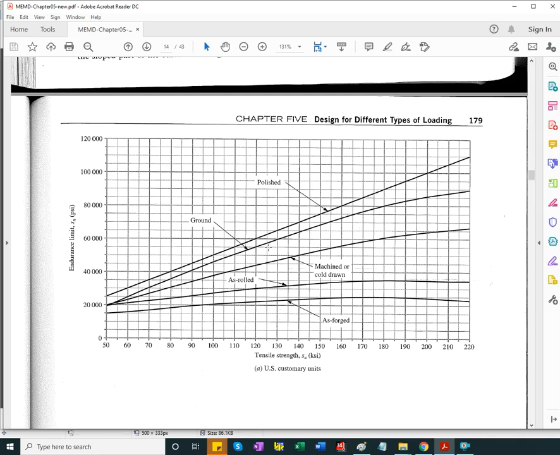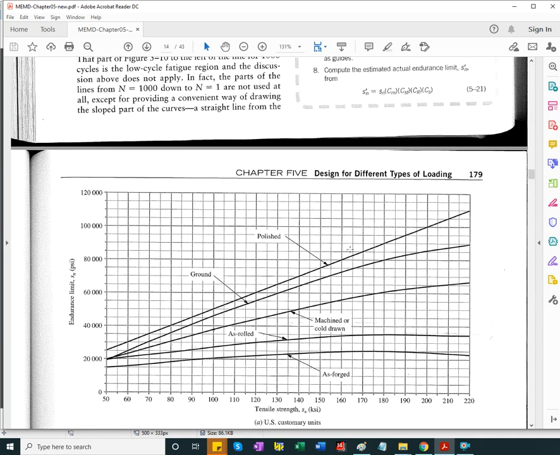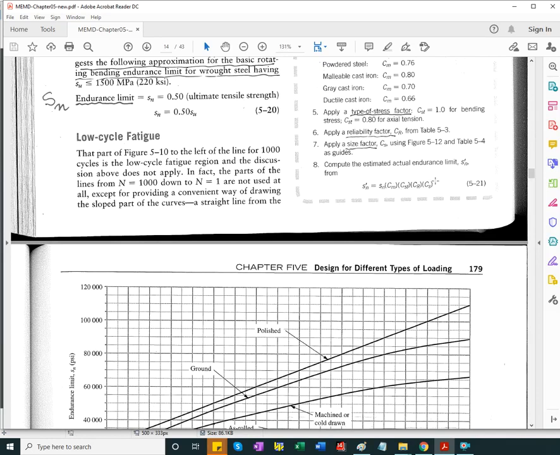For other types of finishes other than mirror polish, which is expensive and you cannot afford to mirror polish all parts that are subject to fatigue loading, you can see there is a drop, and it's more for the higher strength materials. They are more sensitive to the surface finish versus lower strength metals. Okay, so this is Sn in this equation, corrected with the surface coefficient.